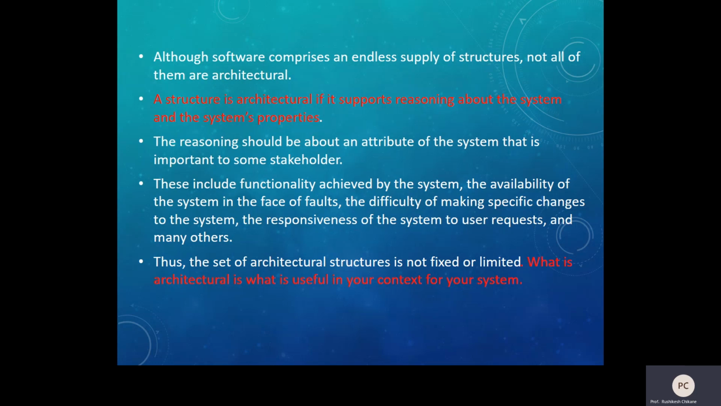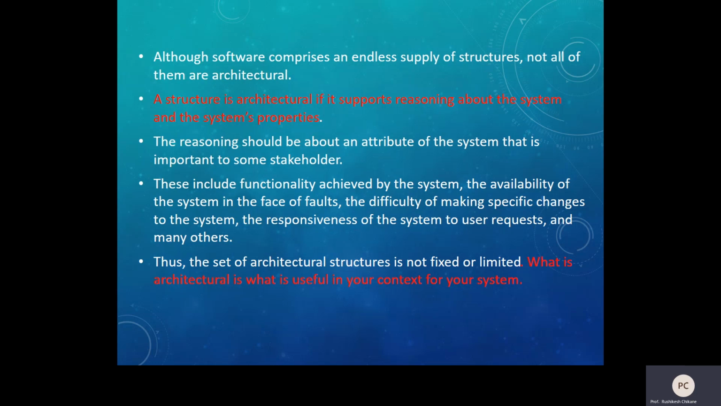Because if your structure gets changed, automatically the architecture will get changed. So your structure must be rigid to that architecture. The responsiveness of the system to user requests and many others. Second, if persons are requesting something from your architecture, then your structure must be able to identify that request and must be able to fulfill that request. So if your structure follows all these properties, then and only then we can say that a structure is an architecture structure, otherwise it is not.